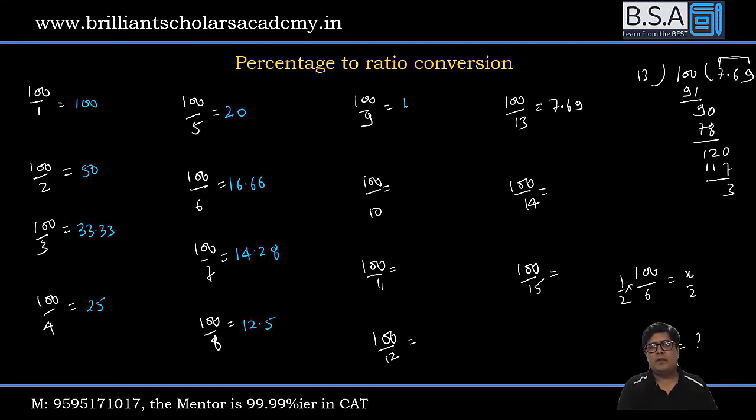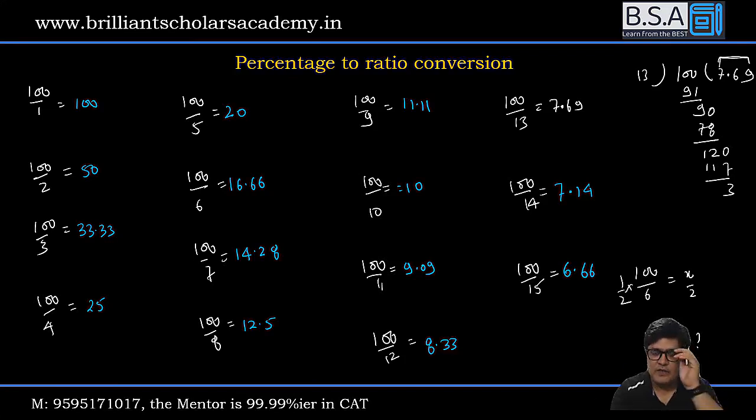12.5, 11.11, 10, 9.09, not 9.99, 9.09. Just check. 8.33, 7.69, already there. 7.14 and 6.66. So you must remember these 15 numbers to be able to perform calculations faster.